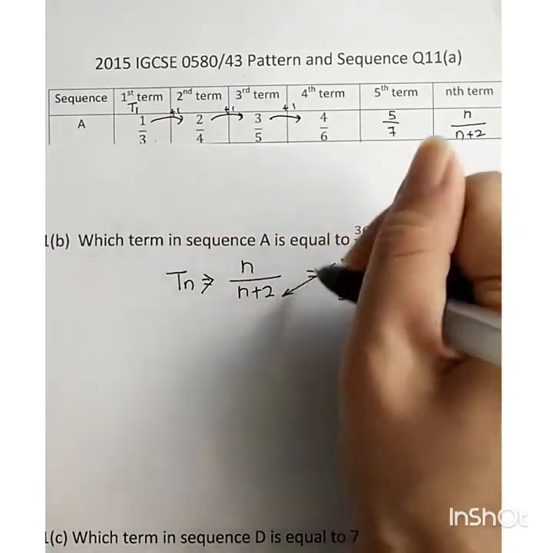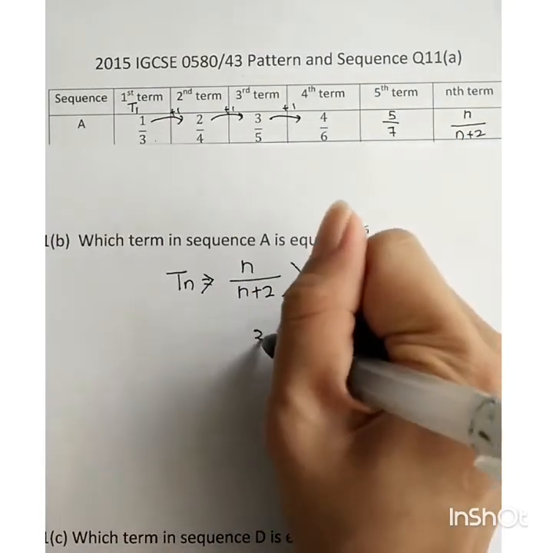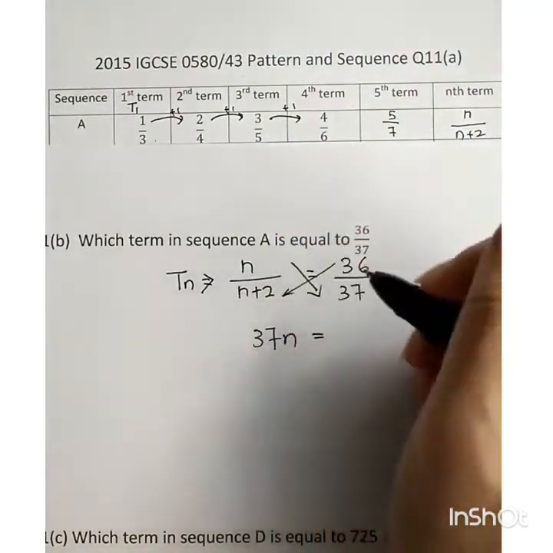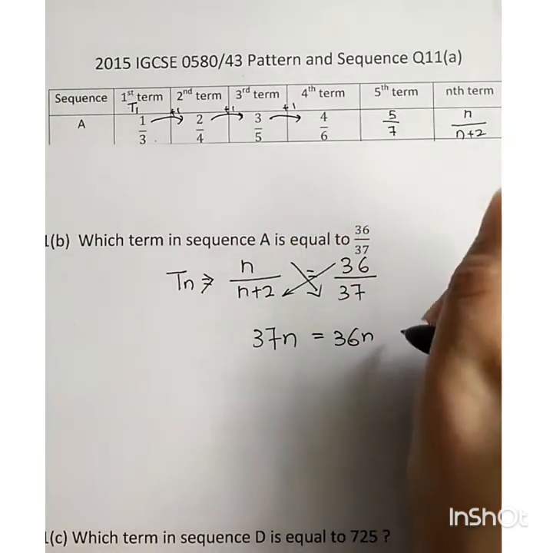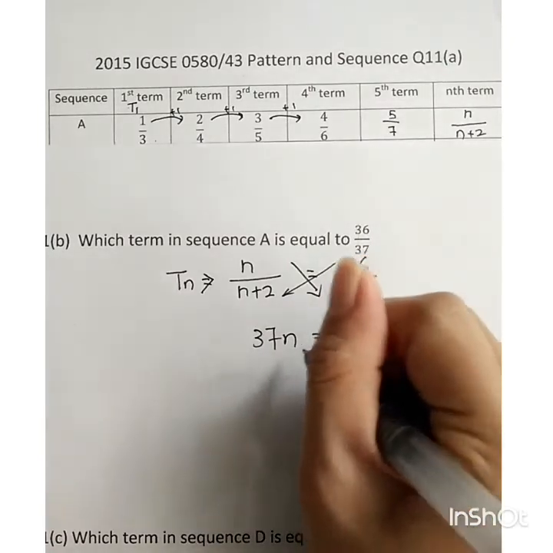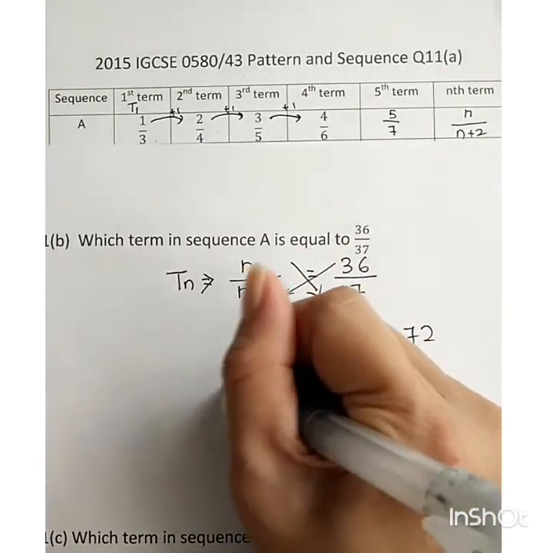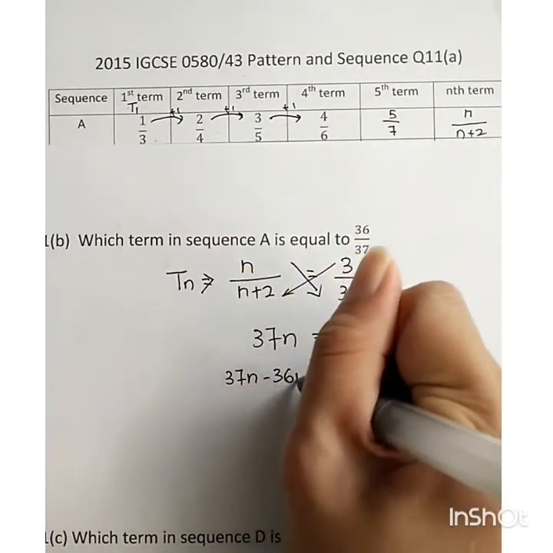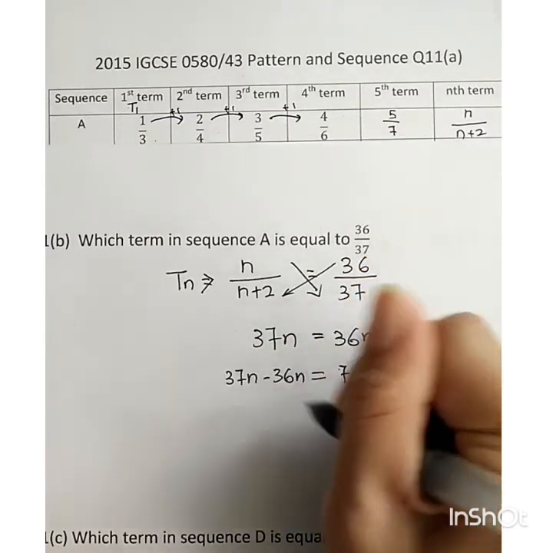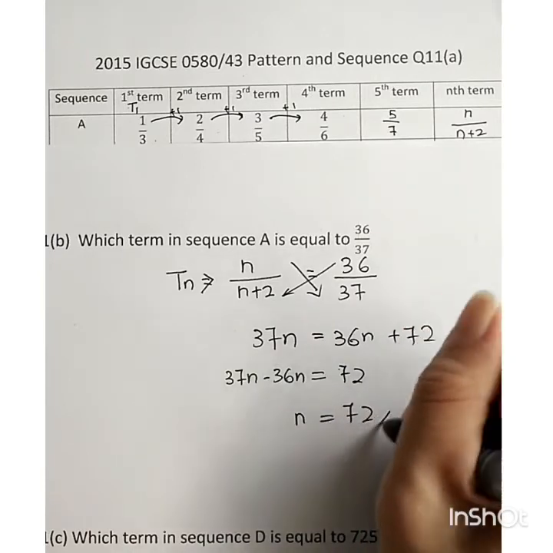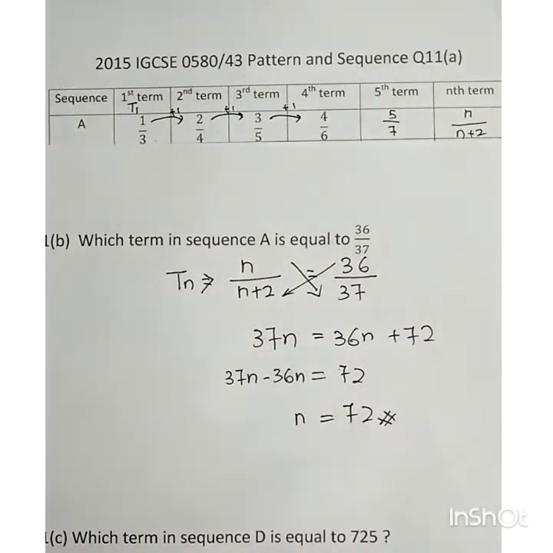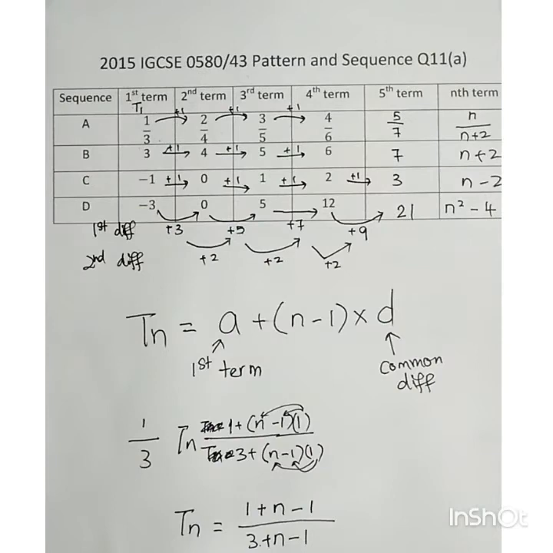So we will use the cross multiply method to get the final answer. So 37 times n, 37n. 36 times n, 36n plus 72. 36n moved to the other side will become minus. And then 72, 37 minus 36 will be 1n. So n will be 72. So let's look at the next one.